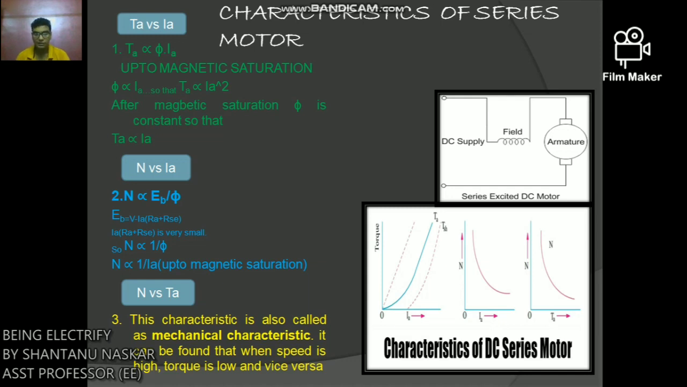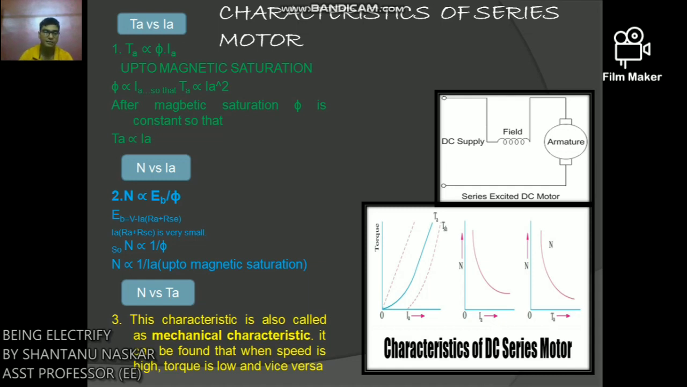Now comes the speed versus armature current. The speed N of a series motor is given by N proportional to Eb by phi, where Eb equals V minus Ia within bracket Ra plus Rse. Rse means series resistance. When the armature current increases, the back EMF Eb decreases due to the Ia within bracket Ra plus Rse drop, while the flux increases. However, the Ia within bracket Ra plus Rse drop is quite small under normal conditions and may be neglected.